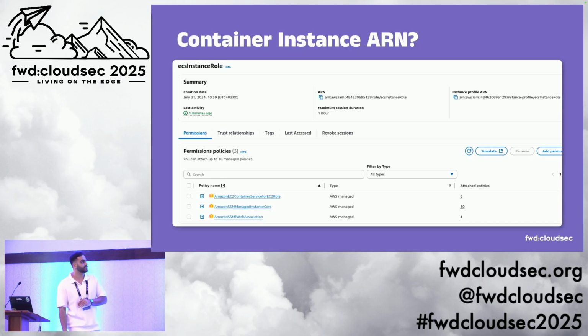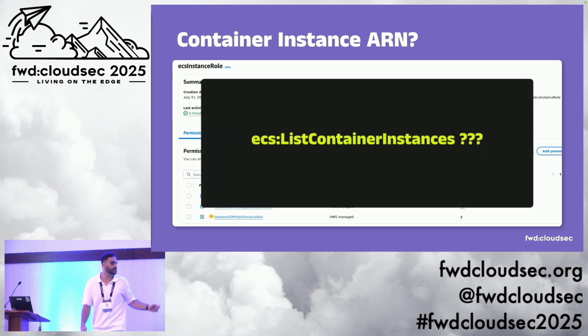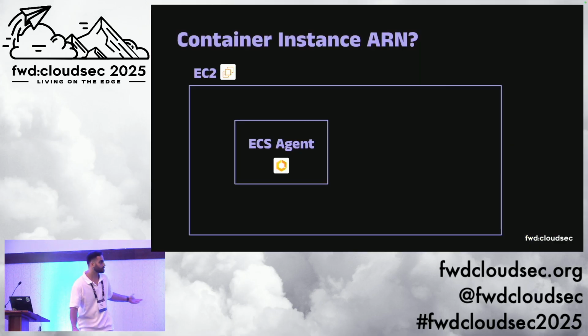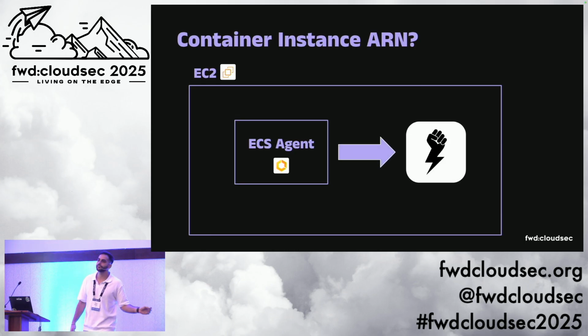The first thing I tried was to look at the instance role, and I hoped that it had the permission to list the container instances. But sadly, it hadn't. So I looked at the ECS agent, and I found that it's getting the container instance ARN and writing it into a BoltDB on the EC2 machine.